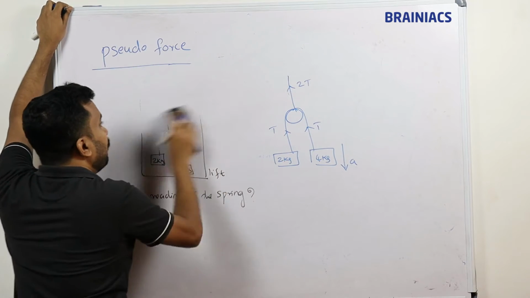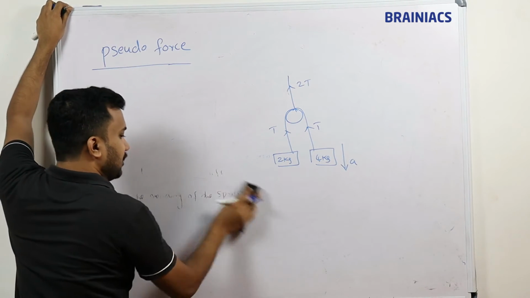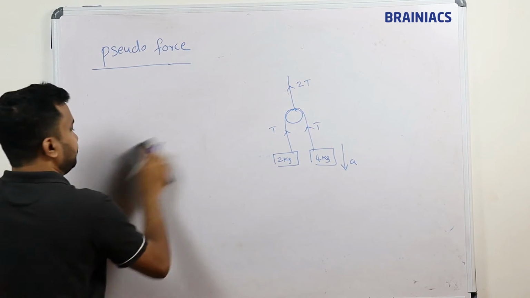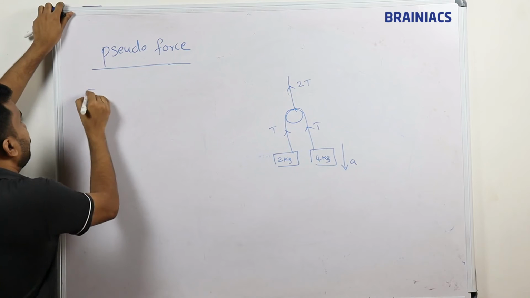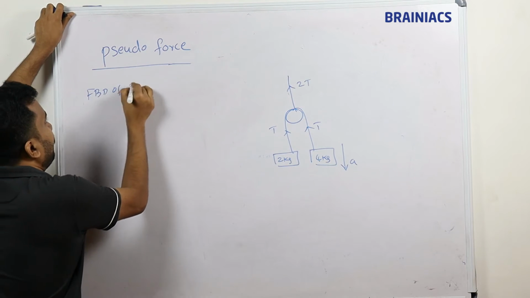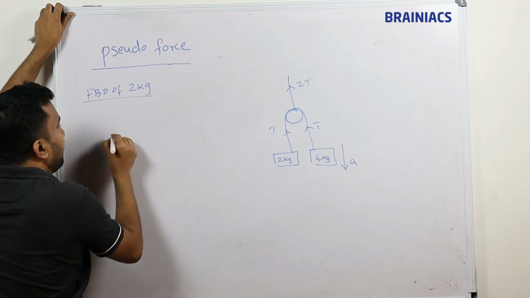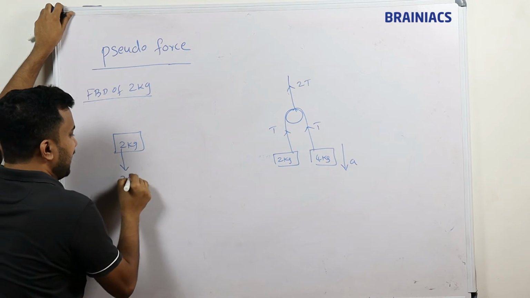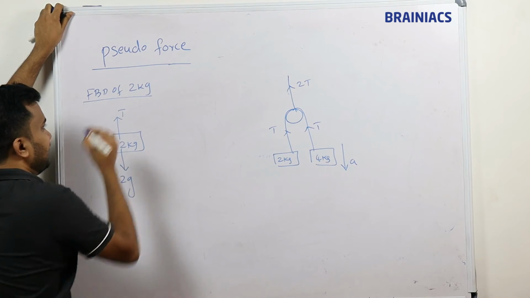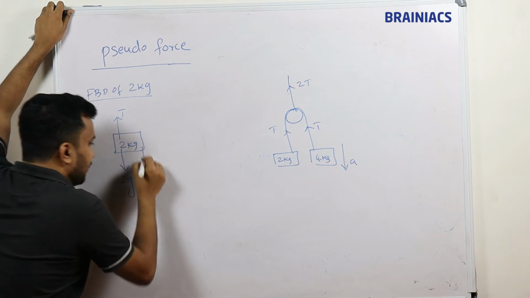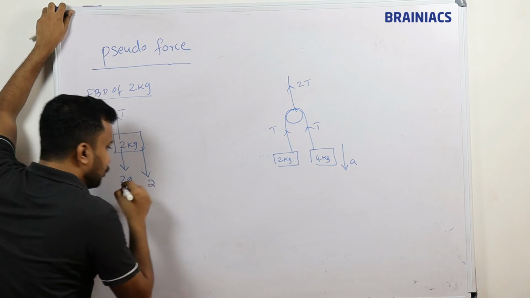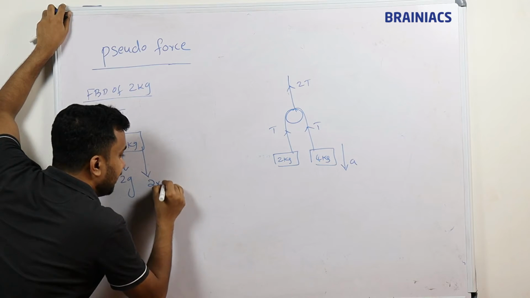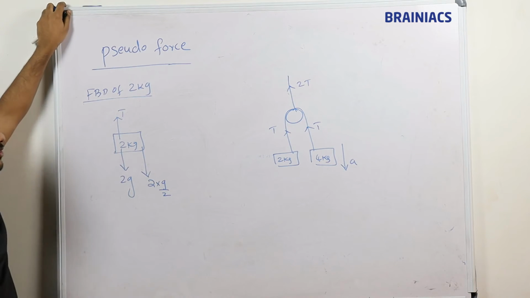So there is a downward pseudo force here. What is the downward pseudo force? Yes, definitely there is a downward pseudo force here. So first we will draw the free body diagram of the 2 kilogram. What will happen? 2g, weight mg, tension force T. One more force is called pseudo force, MA. M is 2, A is the acceleration of the lift. What is that? g by 2. Acceleration is g by 2.